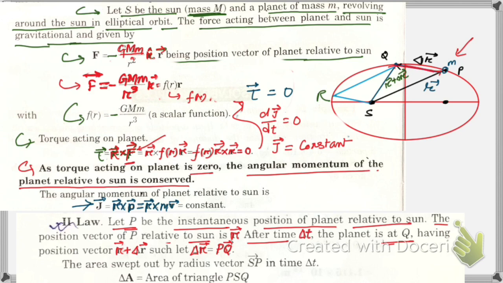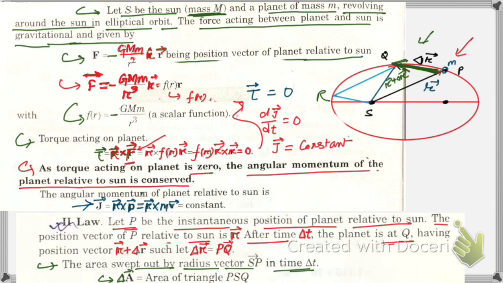If you see the diagram here, displacement from P to Q is the del R vector. Now the area swept out by the radius vector SP in time del t is given by del A. So let it be del A, the area of the triangle PQS.